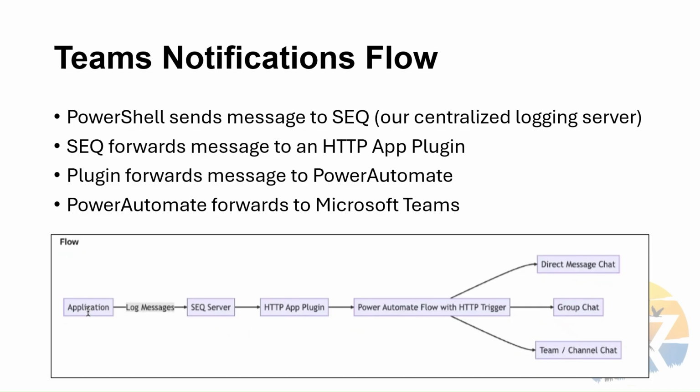And then what my coworker set up was, when it receives a specific message from our application, it then forwards that message to an HTTP app plugin. That app plugin forwards the message to Power Automate, which is kind of like the quote-unquote no-code way to automate workflows within a Windows system. So the plugin forwards the message to Power Automate, and then Power Automate forwards to Microsoft Teams.